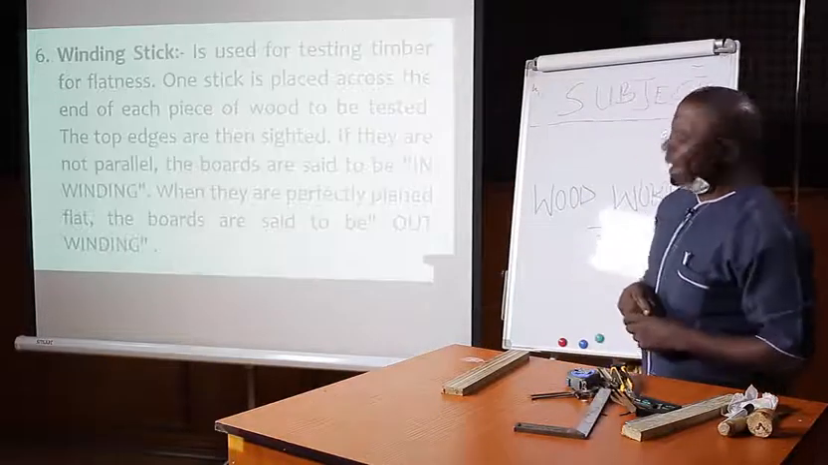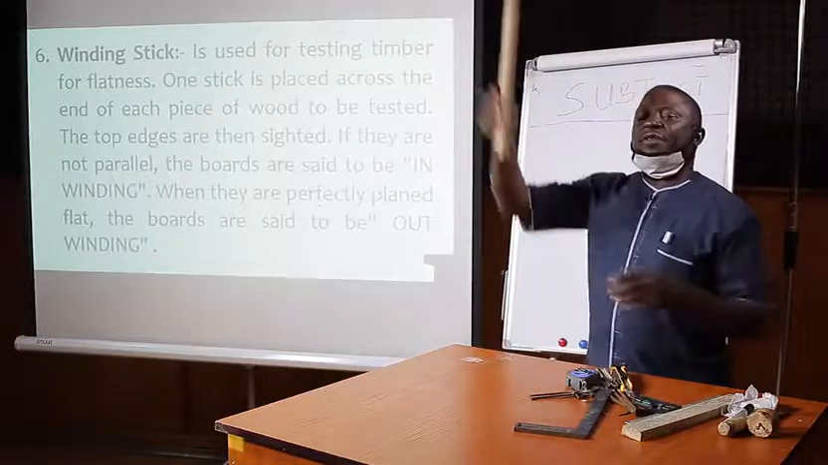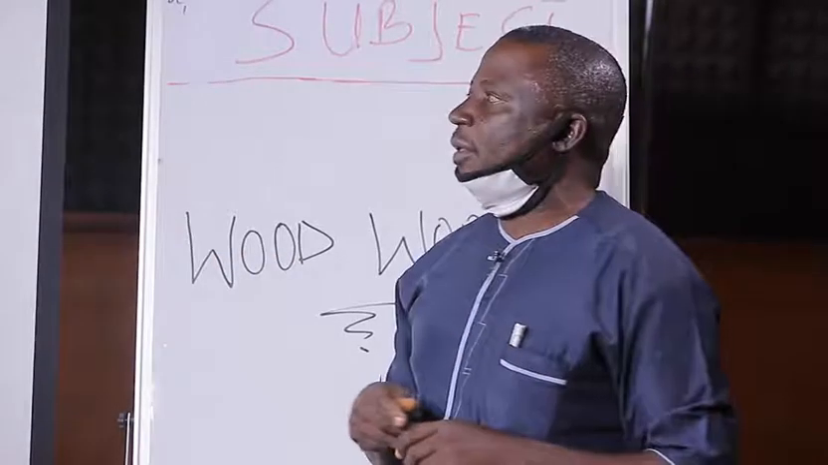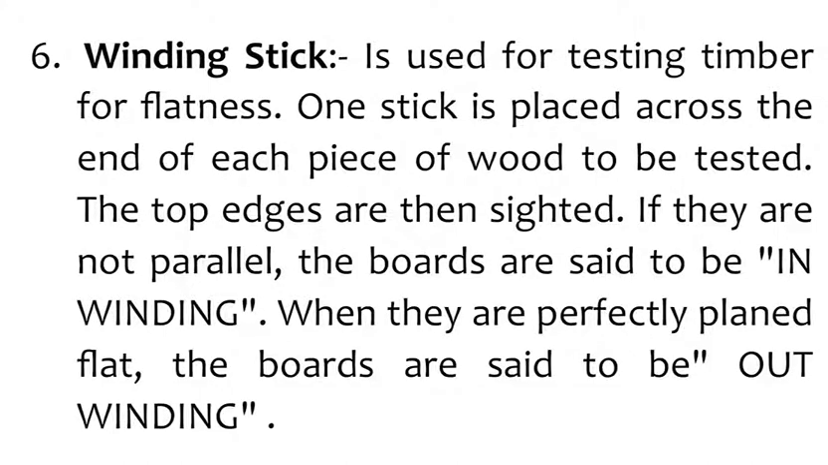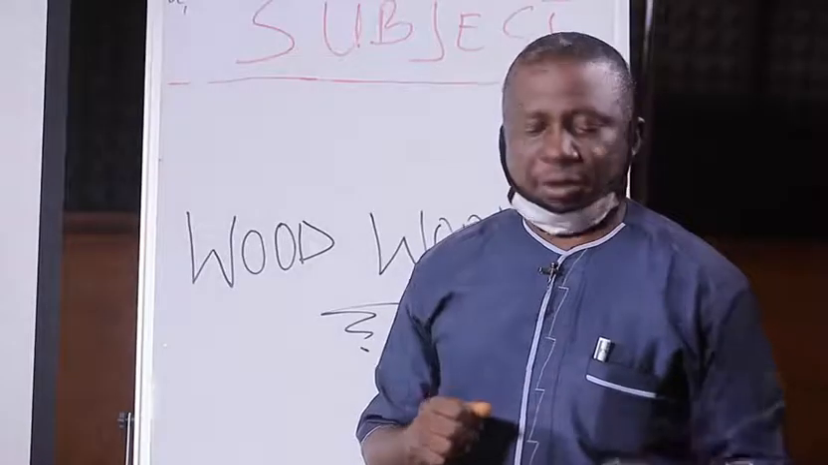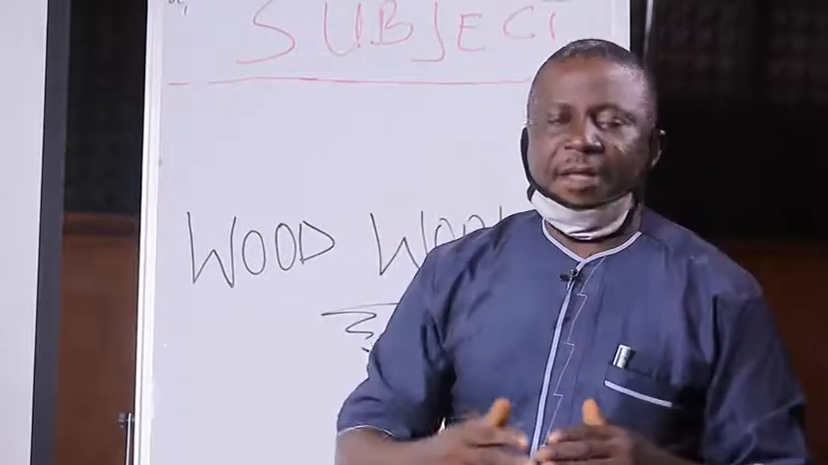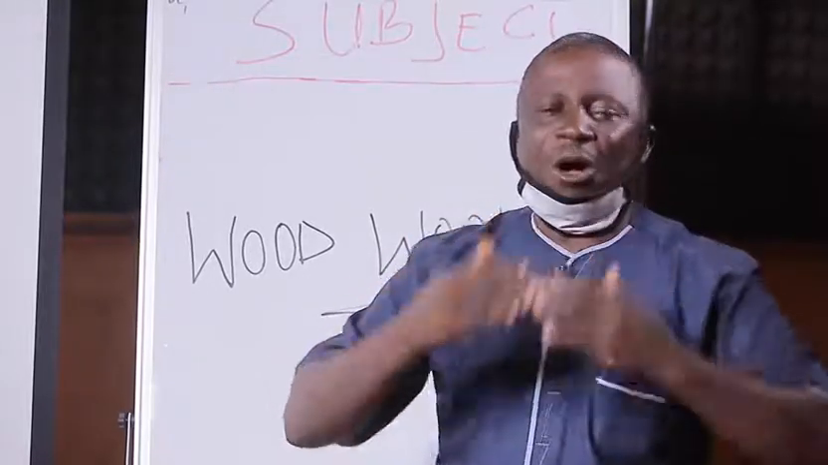The next is the winding stick. It's more or less like two of this, the winding stick. It is used for testing timber for flatness, like I said on the straight edge. One stick is placed across the end of each piece of wood to be tested. The top edges are then sighted. If they are not parallel, the boards are said to be in winding. But if they are plain and tested flat, the boards are said to be out of winding.